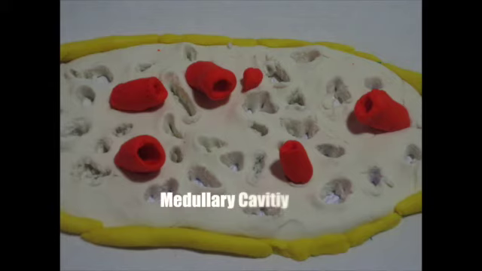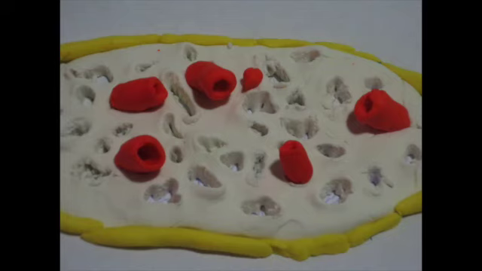The medullary cavity houses the bone marrow in between the spaces of the spongy bone. This also allows for bone remodeling, which remodels the gradually growing bone, which gets thicker as a child ages.